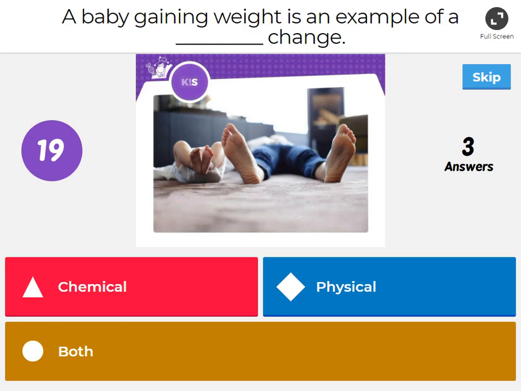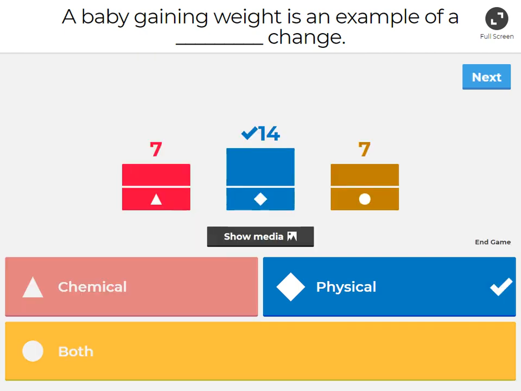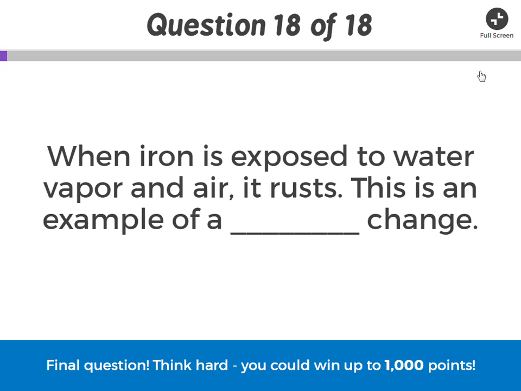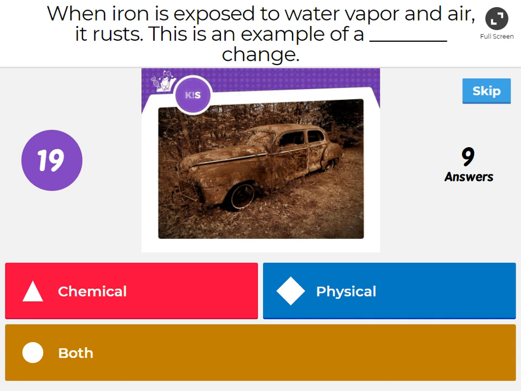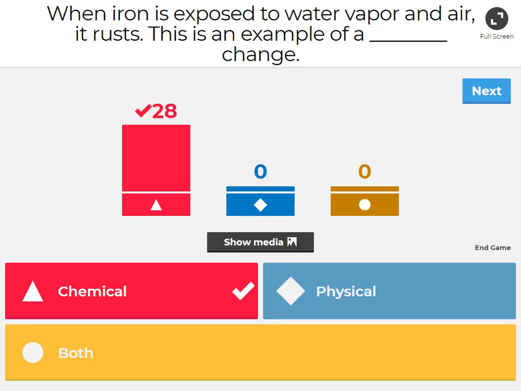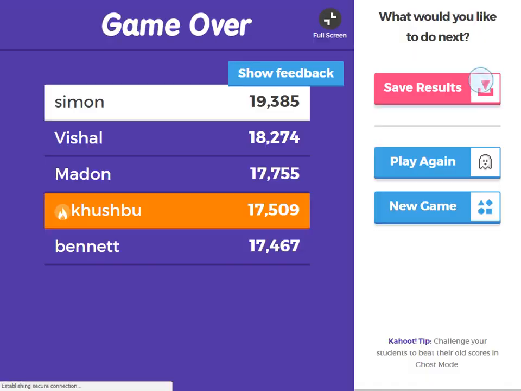Say it again, wait. Kind of an interesting question. I did not make this computer up, just to be clear. Okay, I would go with all of these answers. All of these are correct. But yes, if you're just changing the size of the baby, just the size of the baby, physical. That's why this was physical. But there's a lot of stuff that goes on with that process, so I get it. When iron is exposed to water or vapor in the air, it rusts. Muy bien. Okay. Thank you.